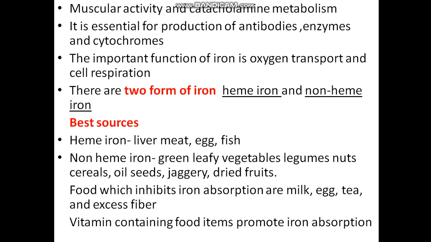What is catecholamine? Catecholamine is a hormone produced by the adrenal glands. Example: dopamine, epinephrine. Then it is essential for the production of antibodies, enzymes, and cytochromes.